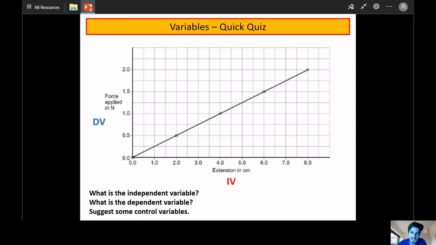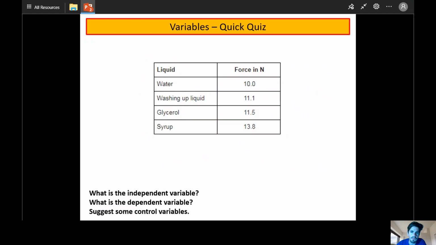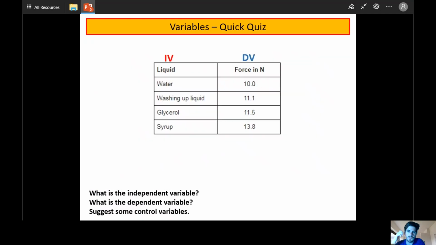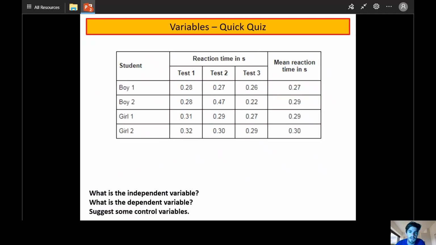Okay, same as before, extension is what I'm changing. The force applied is my dependent variable. We don't have enough information about this practical to understand it too clearly, but we know that on the left is going to be the independent variable. We're using different liquids, and it's something to do with forces. So it's measuring how much force is required to do something in that practical. So we probably can't identify any control variables from that because there's not enough to really understand the practical just from those results.